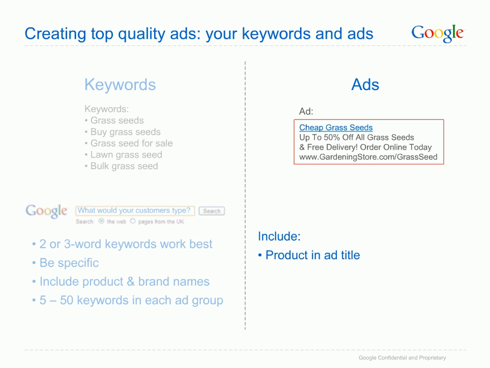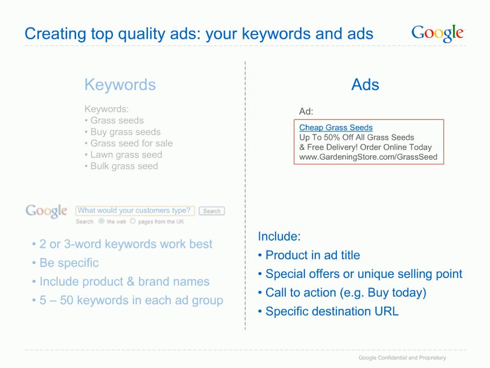Number 1, include the product you're promoting in the title of your ad text. Number 2, include any special offers or promotions. What will make your ads stand out from your competitors? Number 3, include a call to action. What do you want your potential customers to do on your site? In this example, we want them to order online today.